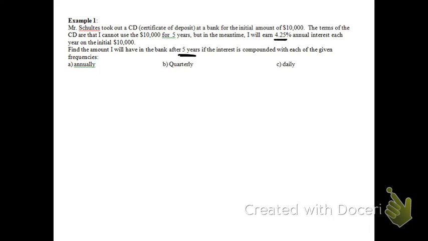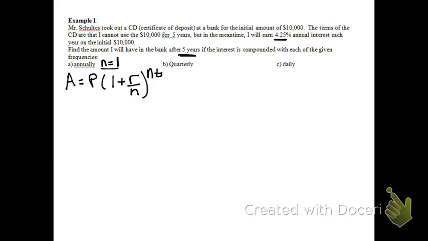So for A, when it says you compound annually, that's really telling you about your N value. So if you compound annually, you're really only compounding one time per year. So in this case, our N value is 1. Let's see if we can write out the formula again, because there's a lot of stuff we have to figure out. It's A equals P, and then it was 1 plus the rate over N to the power NT.